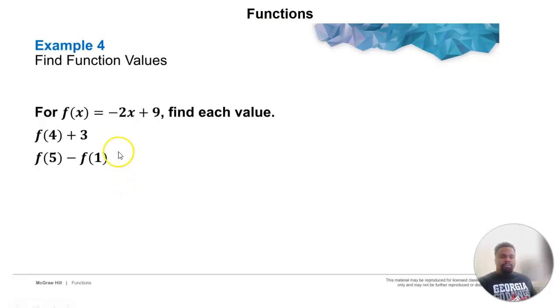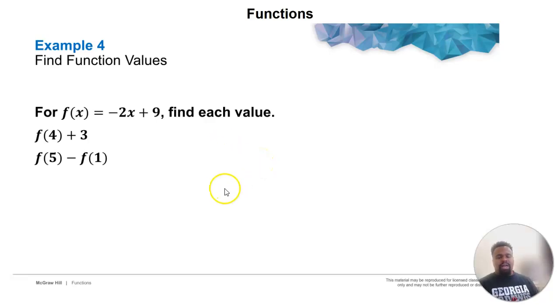So if I look here, this is saying f of x equals -2x plus 9. I want to find f of 4 plus 3, and I want to find f of 5 minus f of 1. Basically, let's start with this example here. What it's telling me is I need to substitute 4 into this function, and then once I solve it, add 3. For this one, it's saying that I substitute 5 into this function, and then I'm doing another function where I'm substituting 1, and then I'm subtracting it.